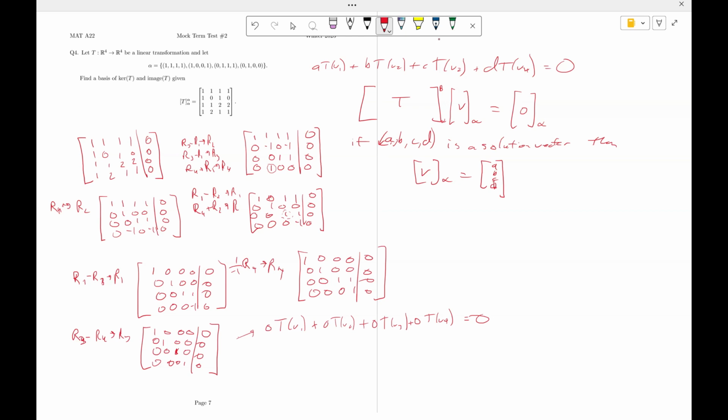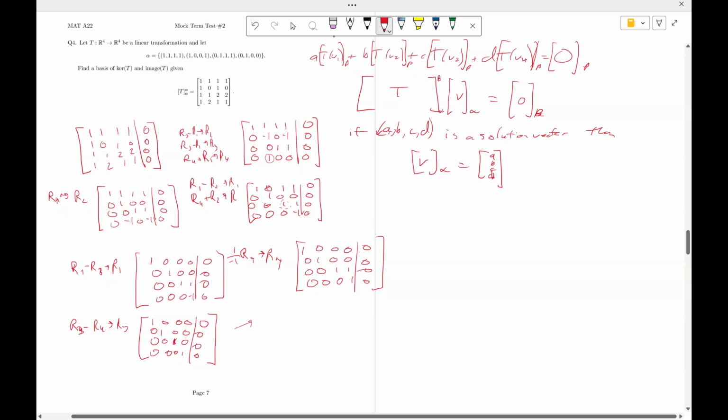Because remember, my variables are how much of each of these vectors, using the output basis, how much of the first vector plus how much of the second vector plus how much of the third vector. But what I've done is I've looked at a [T(v1)]_beta plus b [T(v2)]_beta plus c [T(v3)]_beta plus d [T(v4)]_beta equals the 0 vector in beta. So now we've got to look at, okay, what's my kernel and what's my image?